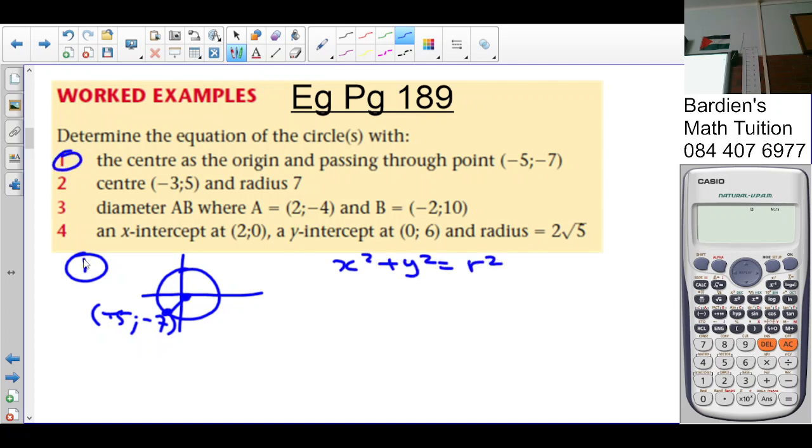So what needs to be determined here to determine the equation of the circle? We just need to calculate r. Not so? So how do we calculate r? By substituting x and y. Do we have an x and a y in the circle? Yes. -5 and -7. So do your thing there quickly.